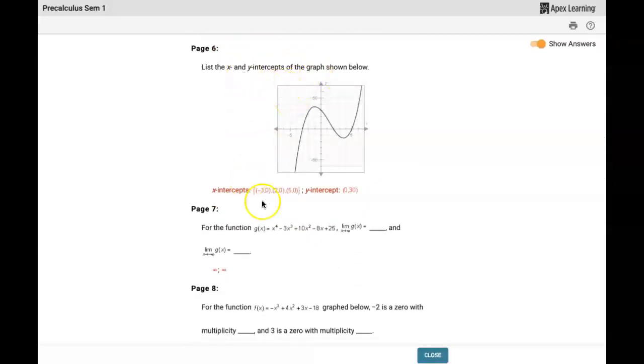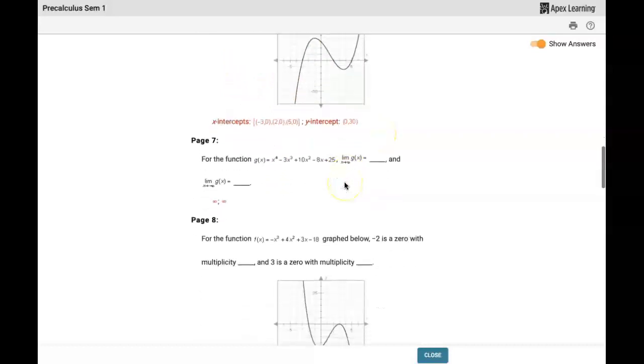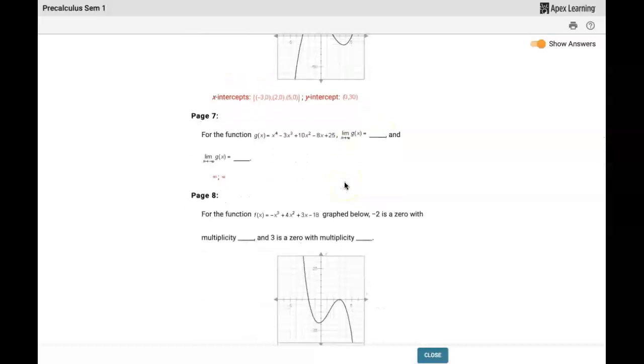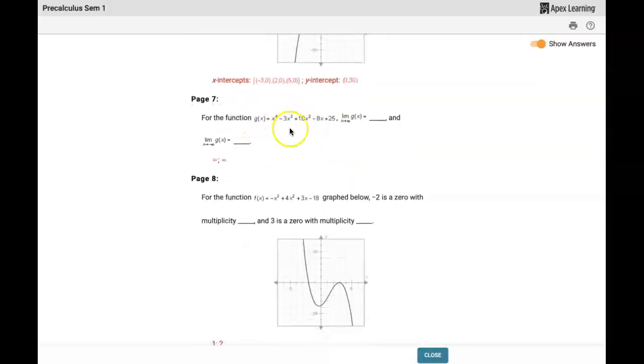Listing the x and the y-intercepts, again, being able to look at the graph and evaluate the graph is more than enough most of the time. All right. For this graph here, you would have to look and say, okay, it's to the power of 4, right? And it's got a 1 there.